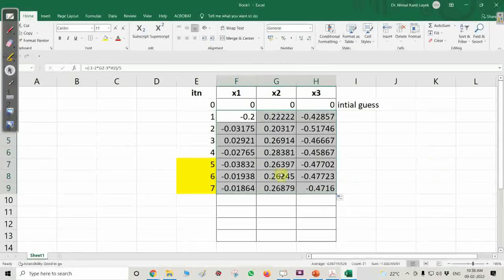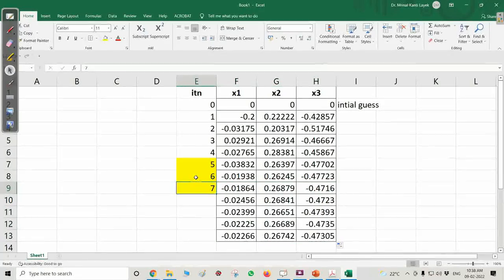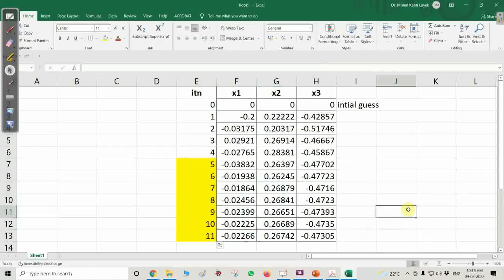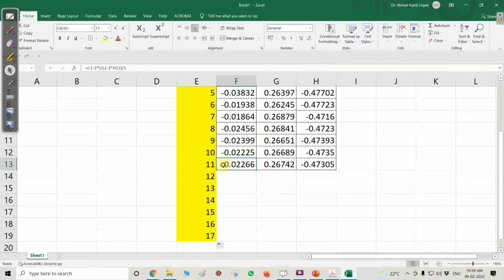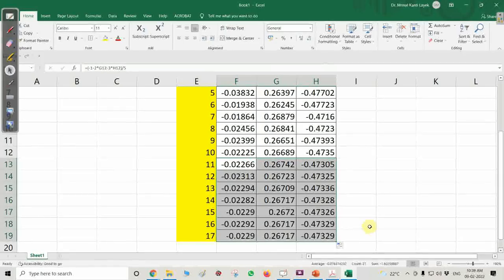Are you seeing the repeating pattern here? Generally it should converge within 7th or 8th or 12th iteration. I don't know. Are you seeing the repeating result? From where you are seeing the repeating result? From 10 or 11, okay? और भी करते हैं, ठीक है ना? Actually, this doesn't converge nicely. This method, that's the drawback of Jacobi method. That's why we have proposed advanced method, that is Gauss Seidel method, that will be discussed.